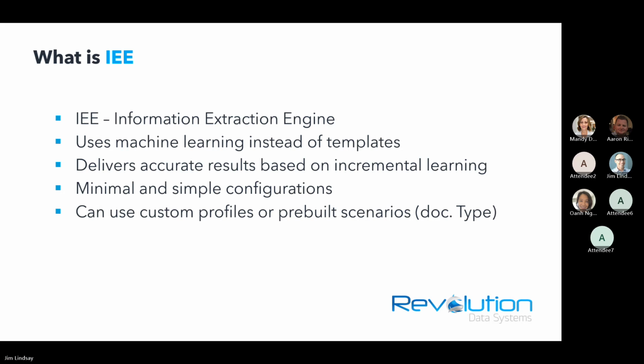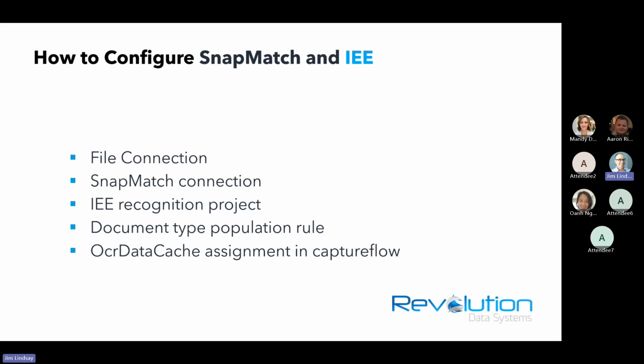And finally, IEE provides a robust list of what are called pre-built scenario fields. So think invoice fields, PO fields, contract fields. So data points that you would typically collect in those typical scenarios. Or you can use what are called custom profiles, and you can create custom data fields that might be outside of the scenario field, and we'll get a look at that as well. So let's see. So what does this all look like?